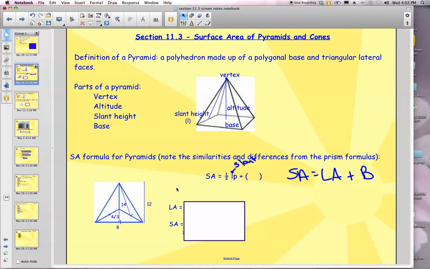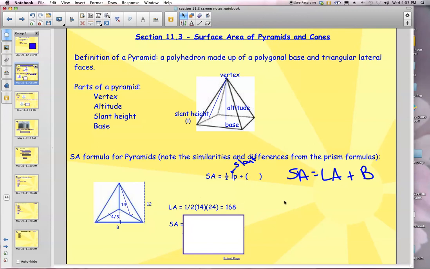Looking at an example problem like this, 1/2 times the slant height, notice I give you the slant height here is 14, and then times the perimeter. You can see that this side is 8 and it has congruent tick marks on all 3 sides, which means all 3 sides are 8. So to get our lateral area, we would do 1/2 times 14 times, and our perimeter would be 24. 3 times 8 is 24. And we would multiply those numbers and get 168 square units. So our lateral area would be 168.